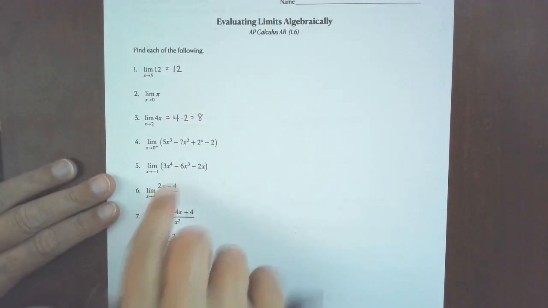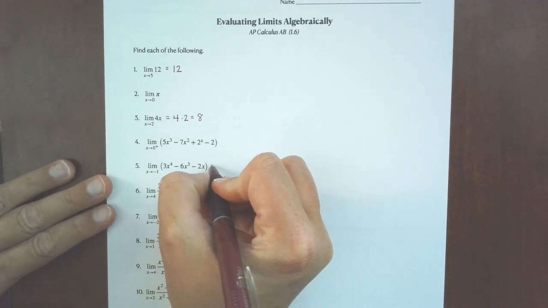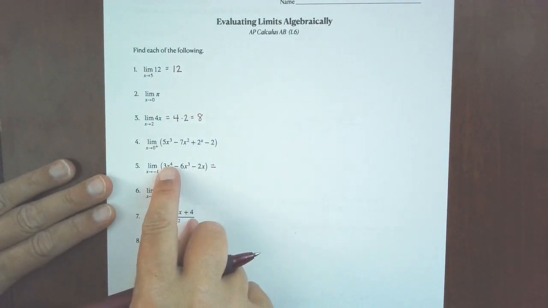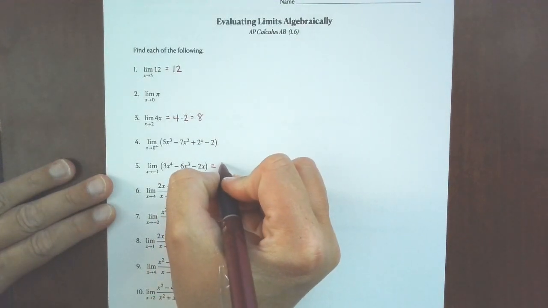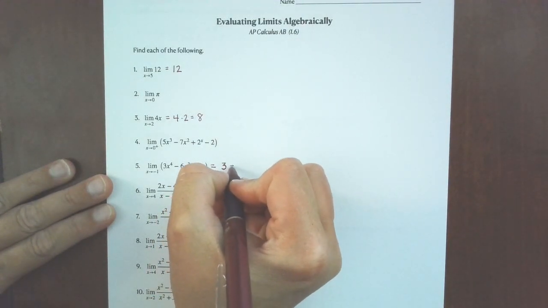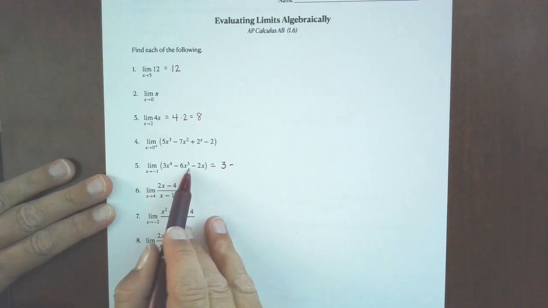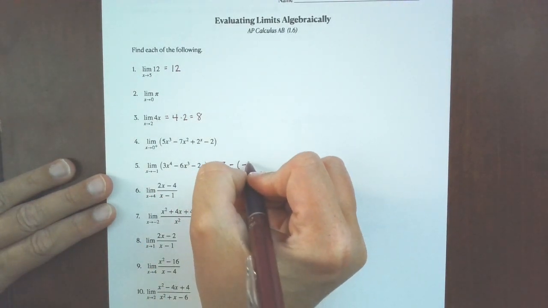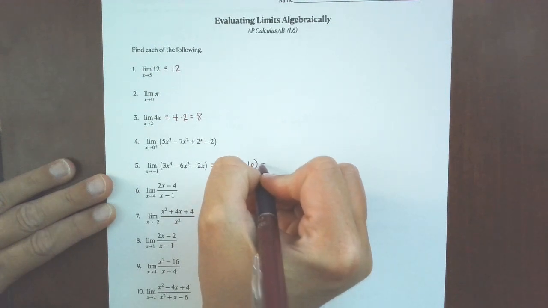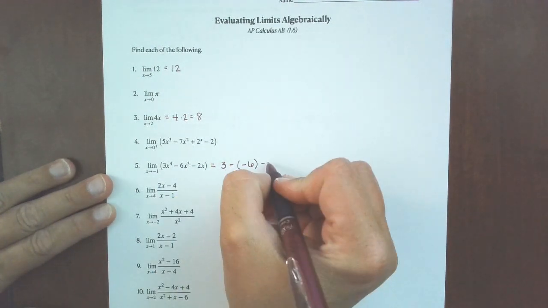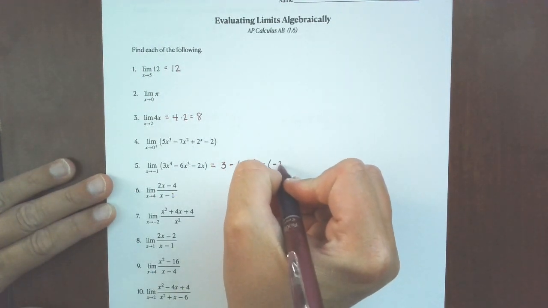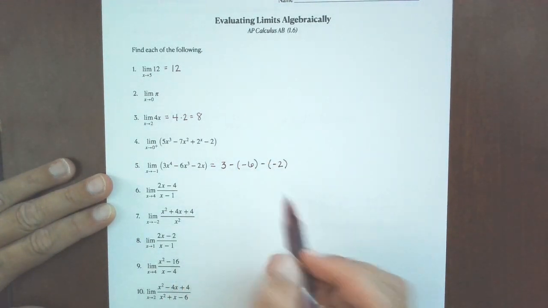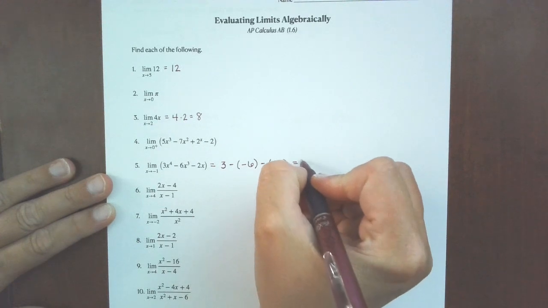I think something similar is going to happen here with number 5, because I don't see any potential for discontinuities here. So when I put negative 1 into the 4th power, that's going to leave me with a positive 3, minus negative 1 to the 3rd will stay negative, so this will become a negative 6, minus, and then 2 times negative 1 also leaves me with a negative, so negative 2. So that's really 3 plus 6 plus 2, which is 11.